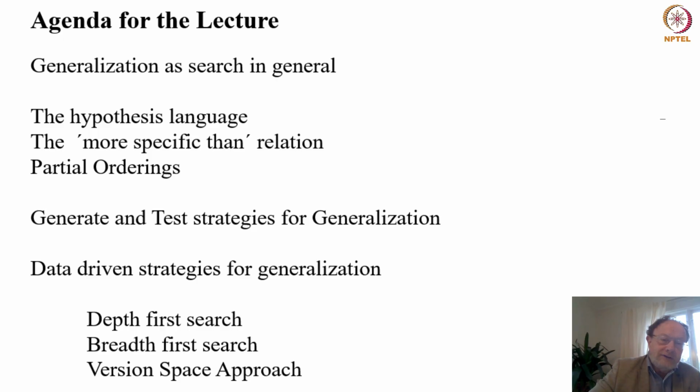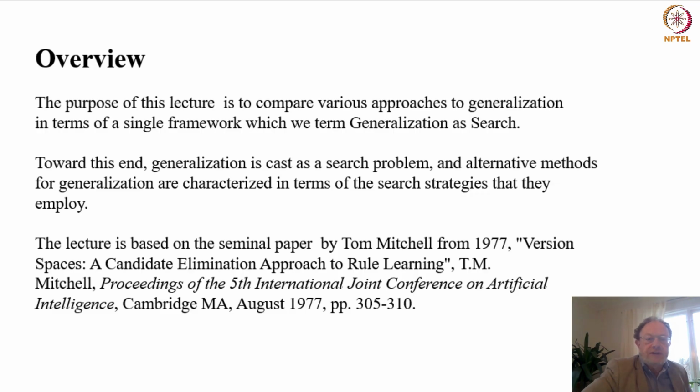The other category is called data-driven strategies for generalization, where we actually start bottom up from the instances. And we will systematically go through all instances, but instead search what we call the hypothesis space that we have built up. And we will look at three ways of searching the hypothesis space: depth first, breadth first, and the version space approach. So the purpose of this lecture is to compare various approaches to generalization in terms of a single framework, which we term here generalization as search.